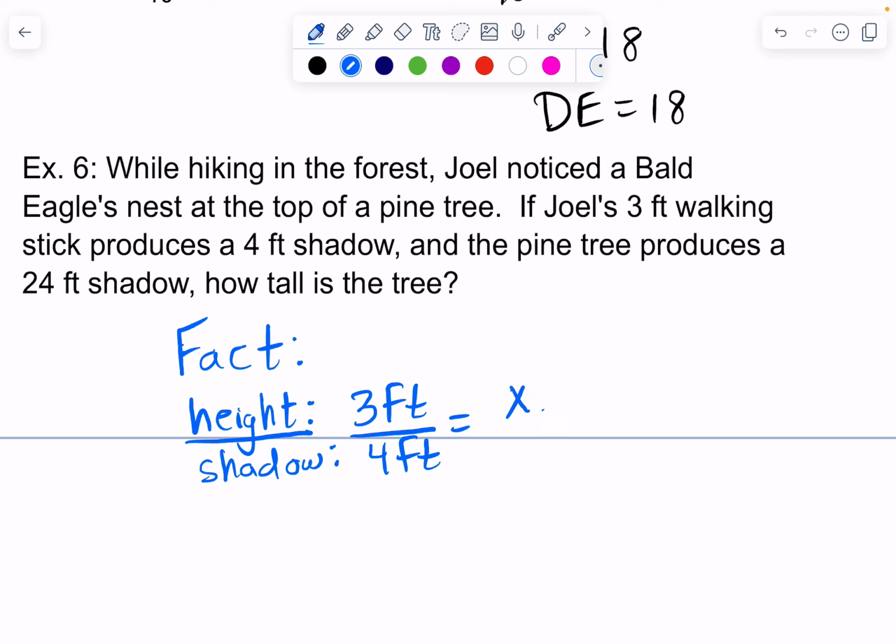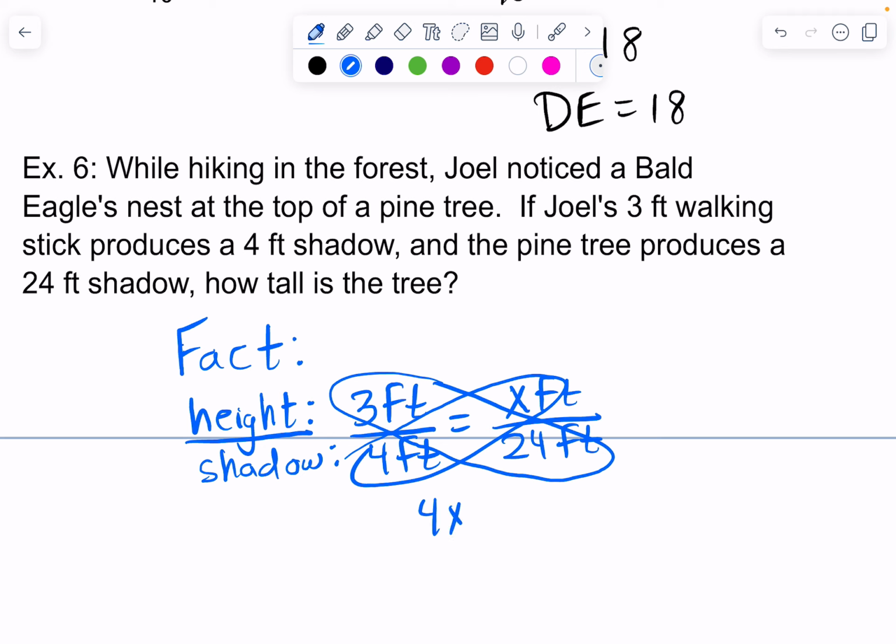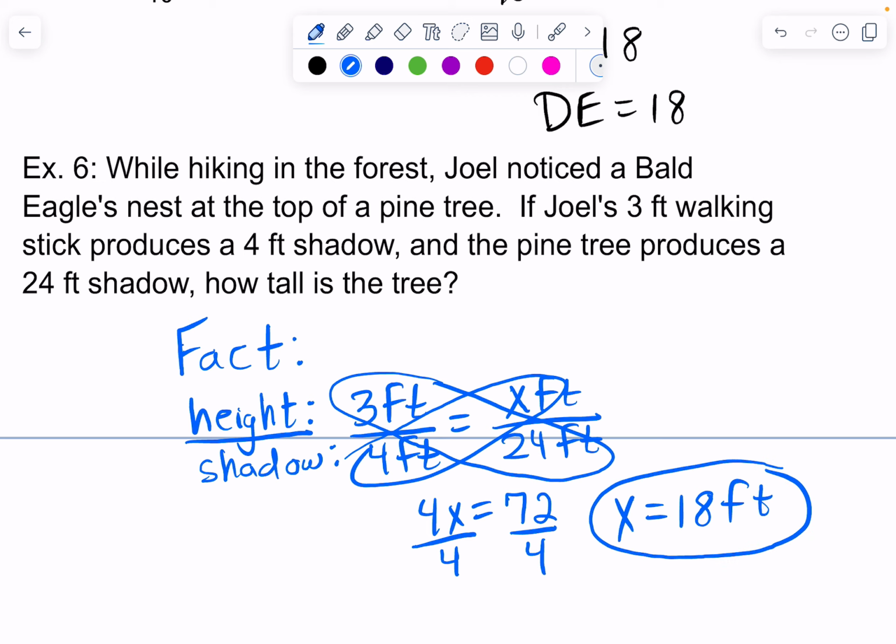So I've got x feet as my height over 24 feet of my shadow. Let's go ahead and cross multiply and solve. I've got 4x equals 24 times 3, which is 72. Divide by 4 on both sides to solve for x, and that will give me x equals 18 feet. So the height of the tree is 18 feet.